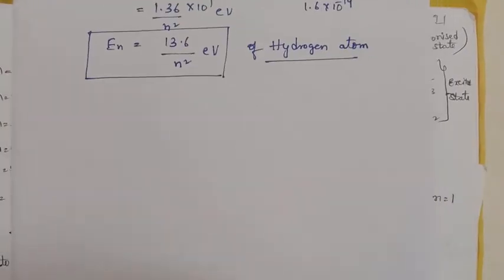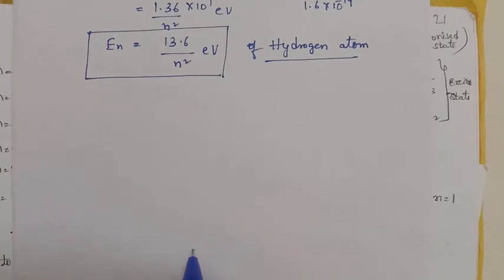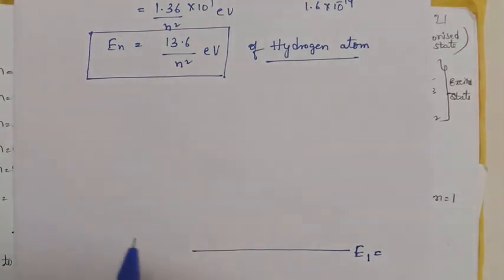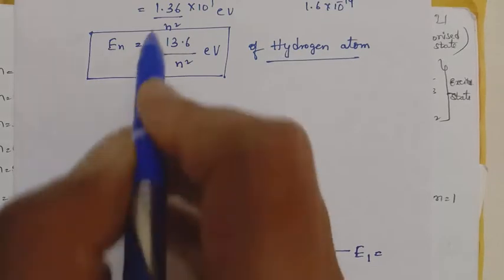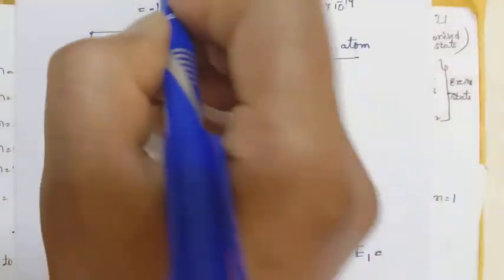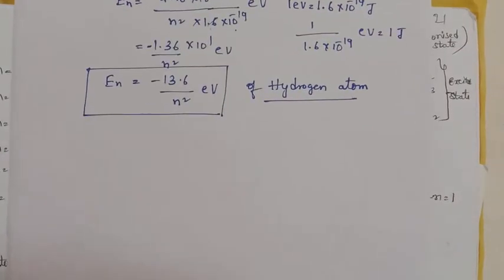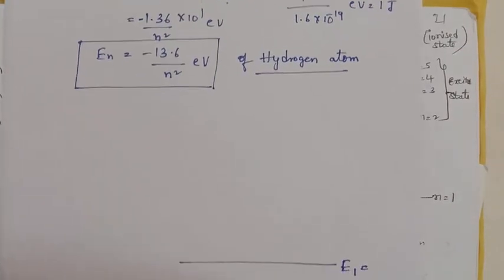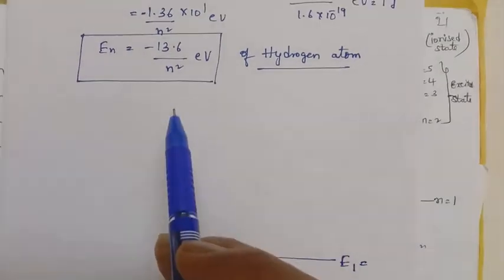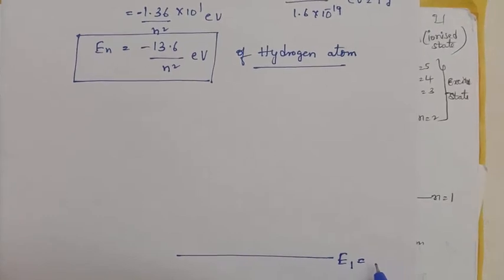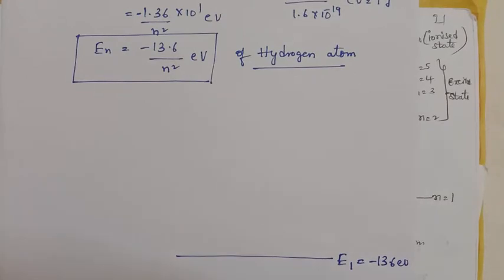So energy En, suppose it is the ground state, so that energy E1 is equal to minus 13.6 upon n square electrovolts, this term is completely minus. So for E1, n is equal to 1, you have to substitute 1. Then E1 is equal to minus 13.6 electrovolts. It is the ground state energy.